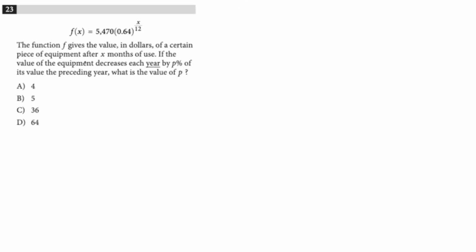If you get a question like this where you're asked to find what percent it decreases by after a year, I'm going to show you how to do it really easily. We're told that x is the amount of months. So after a year, it's going to be 12 over 12, which is just 1. So after 1 year, it'll be 5,470 times 0.64. Okay, so we're basically multiplying by 64%.